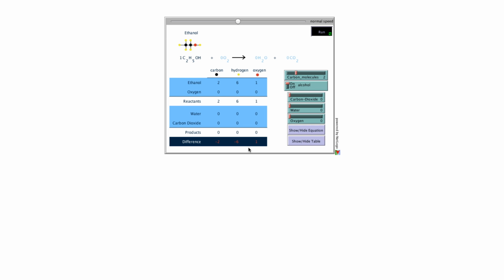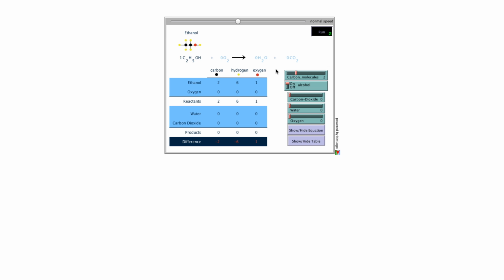Now, the best approach varies a bit based on the type of reaction being balanced. For hydrocarbon oxidation reactions, a good approach is to balance one element at a time, starting with carbon, then hydrogen, then oxygen. At the beginning of the balancing process, we start with just one molecule of the hydrocarbon, no oxygen, no water, and no CO2.